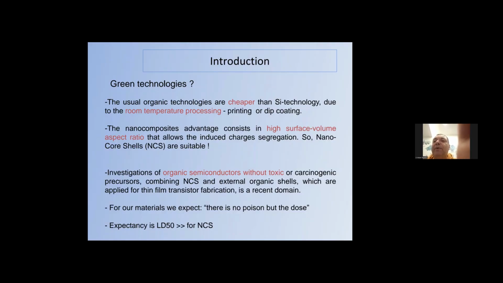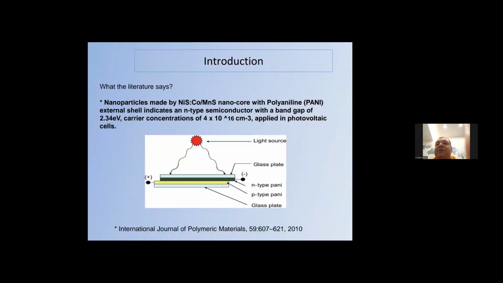For our materials, it is true the world expression, there is no poison, but is a dose. So we expect also to have for nanocore shell a dose of toxicity, but if we find that this lethal dose LD50 will be much higher for nanocore shell, the result is that these materials are more green than previously used.